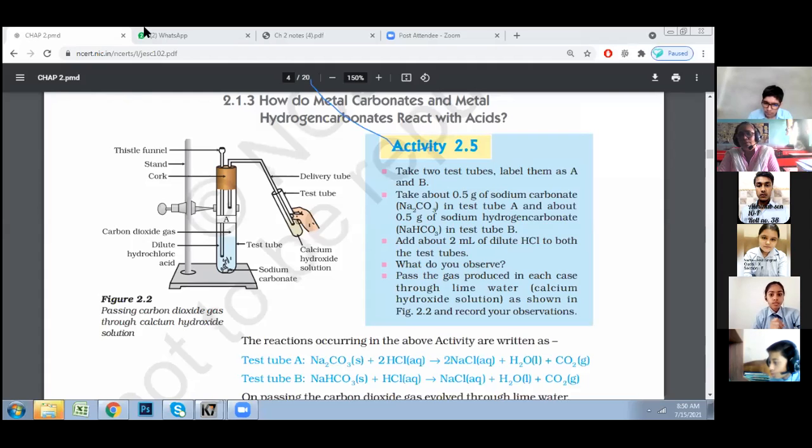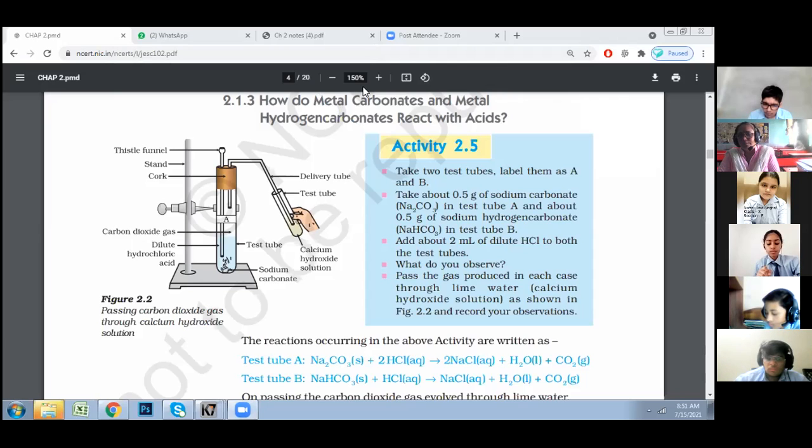Sodium sulfate plus H2O plus CO2. Yes. What will be the product formed? Think over it. Suppose we have sodium carbonate and we are given to add sulfuric acid in it. NaSO4 plus CO3.